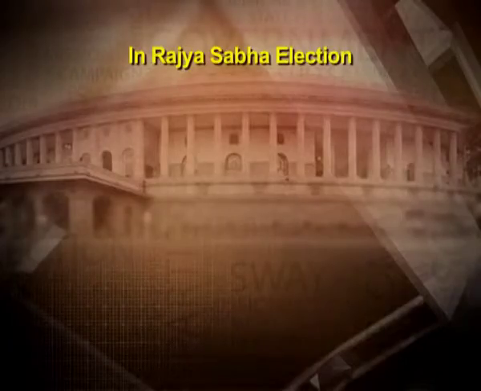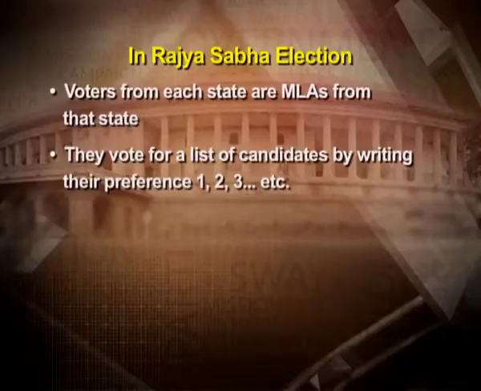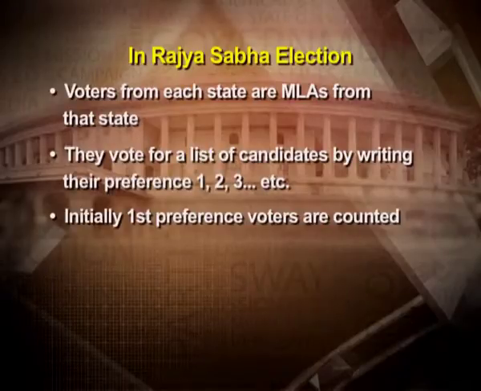In the Rajya Sabha election, it is not a method of stamping for a particular candidate. Generally, when we vote, we stamp for a particular candidate and leave the names of the others blank. But in a Rajya Sabha election, the voters, who are MLAs from that state, actually write their preferences like 1, 2, 3 against the names of the candidates. Initially, when the counting is done, only the first preference votes are counted.